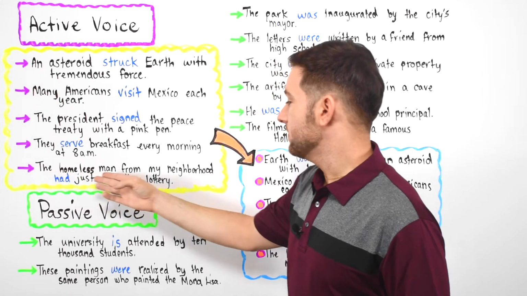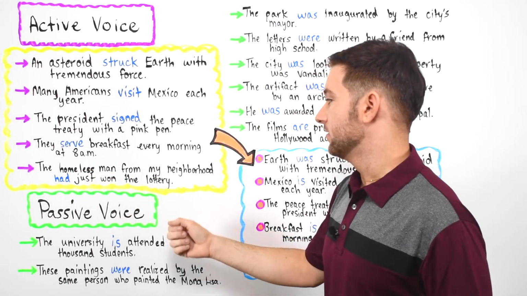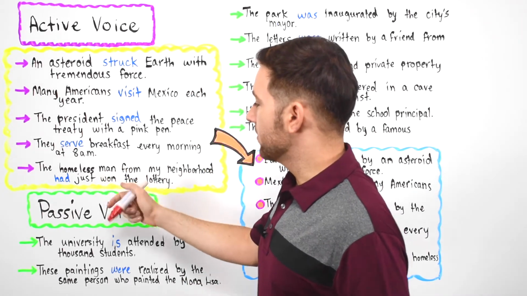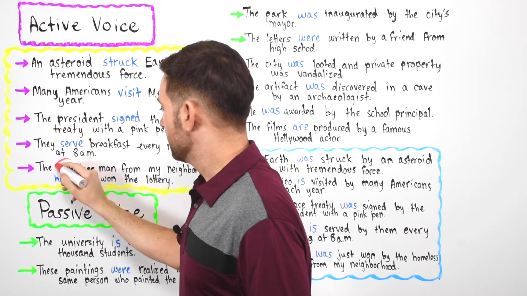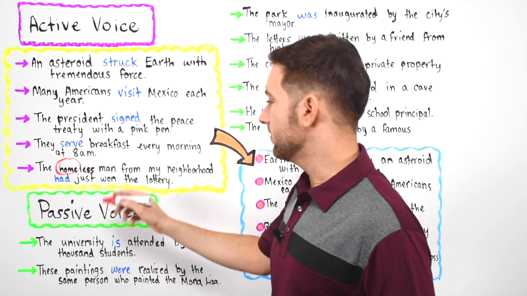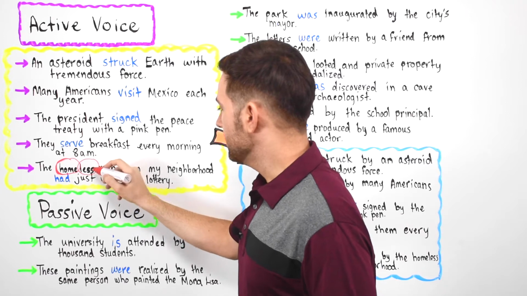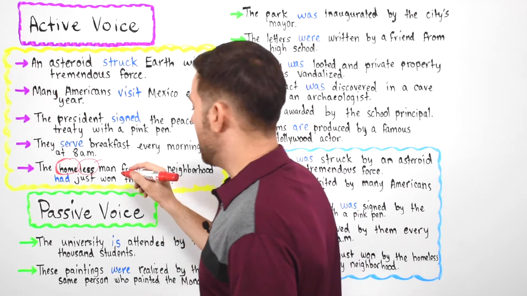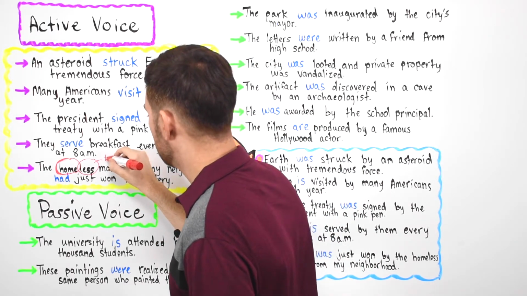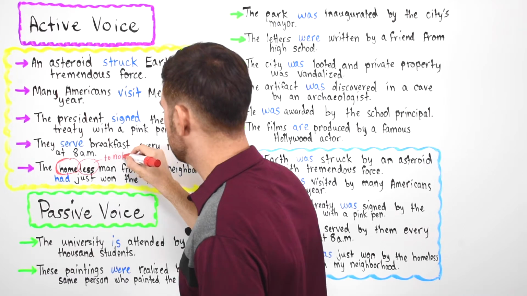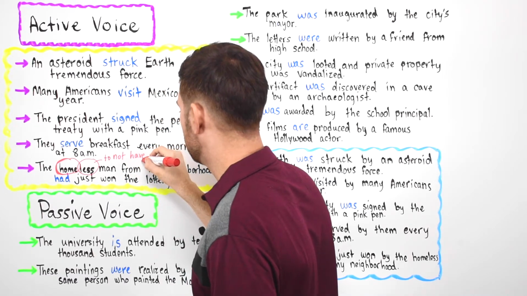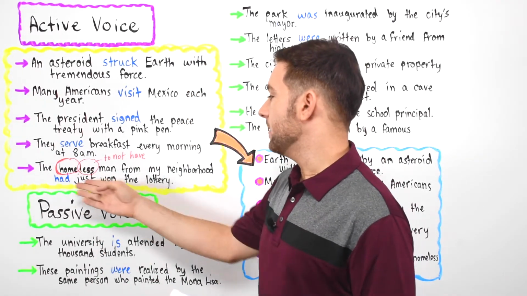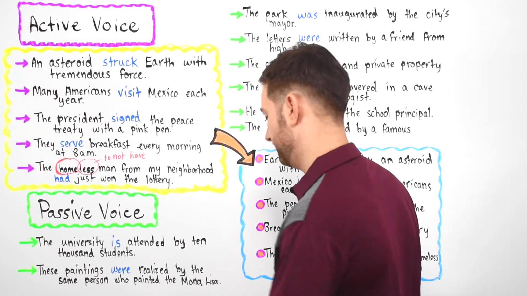Finally, we have: The homeless man from my neighborhood had just won the lottery. Okay, the homeless man, this one's interesting. This is somebody without a home. You can see we have two words here. The first one is home. It's where you live. The second one, less, is oftentimes a suffix that we add to words, which means to not have. So to not have a home.